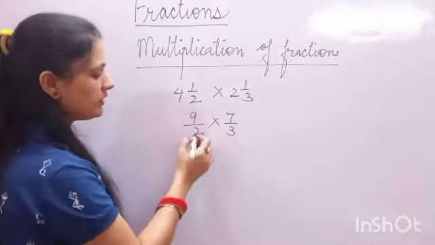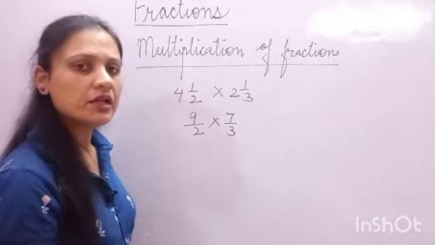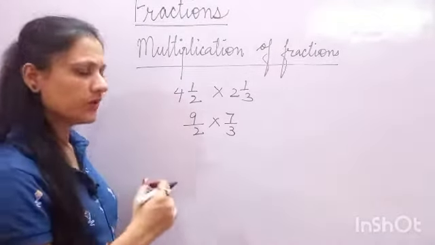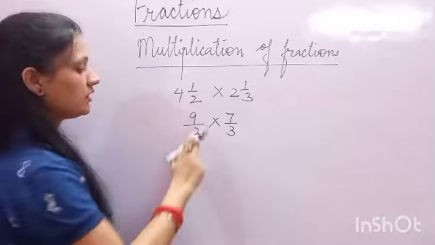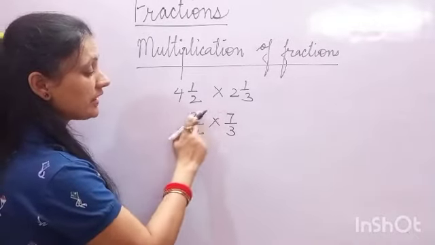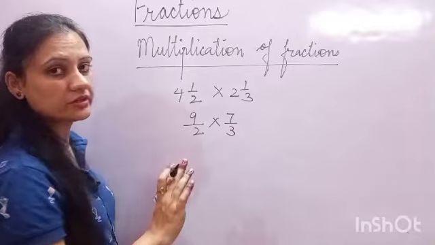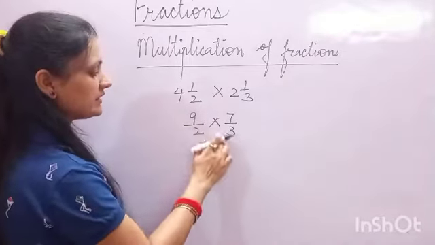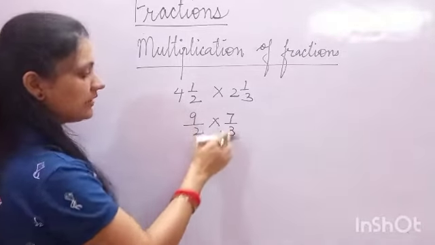Numerator multiply numerator, denominator by denominator. But if we can reduce, if we can cancel here, we'll do it. But remember, only a numerator and a denominator can be cancelled. You cannot cancel numerator with numerator, denominator with denominator. Do not do that. Okay? Either you can cancel like this, or like this.